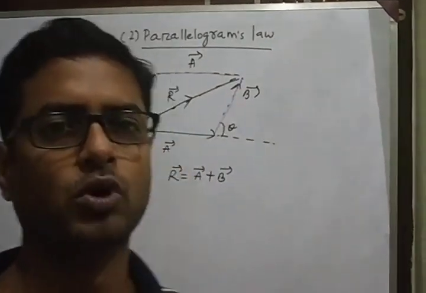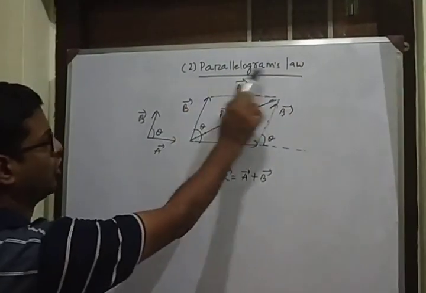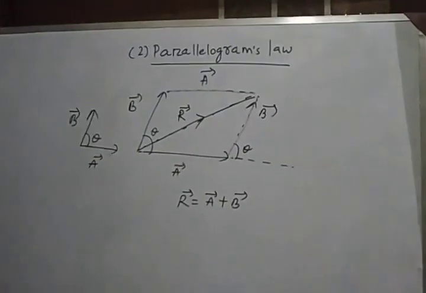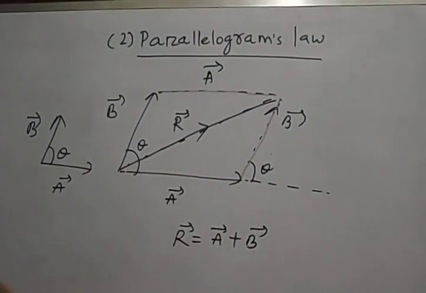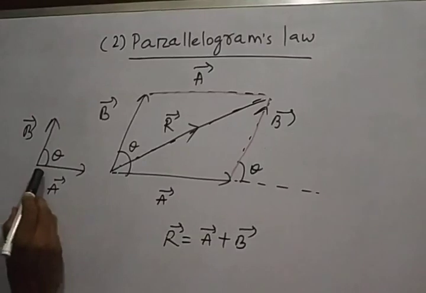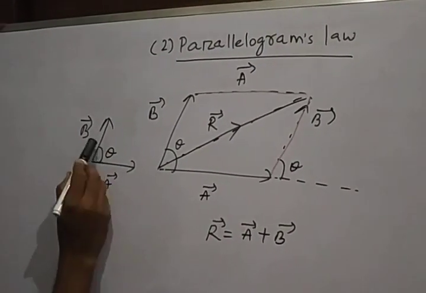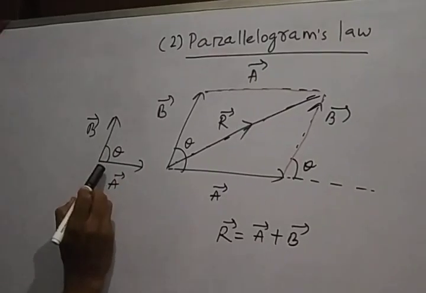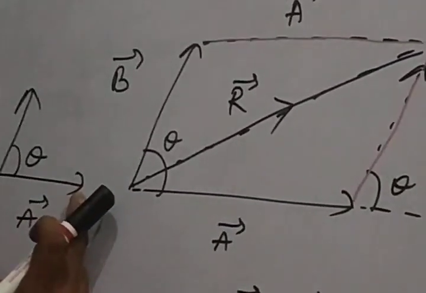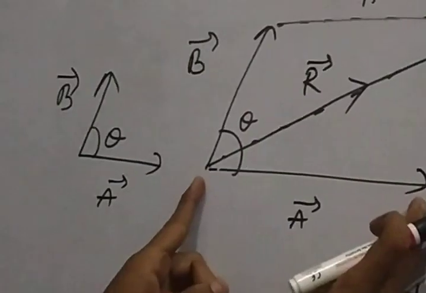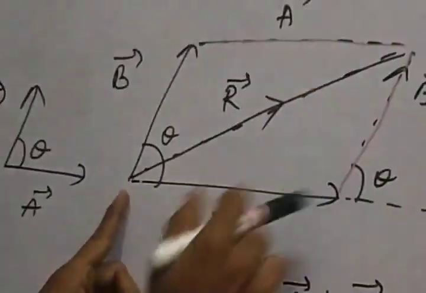Now let us discuss the parallelogram law of vector addition. This is the same as the triangle law, only you need to understand the diagram. Let us consider two vectors, A vector and B vector, acting at a point by making an angle theta with each other. I am shifting this A vector, without changing its magnitude and direction, to one side of this given parallelogram.